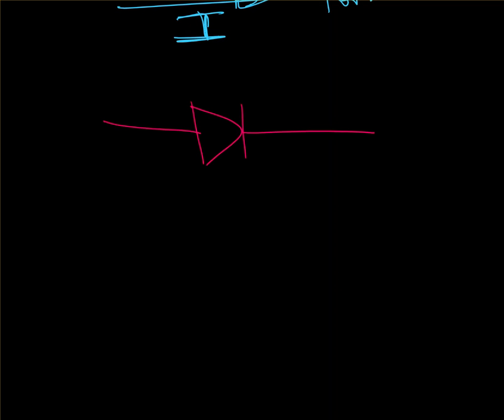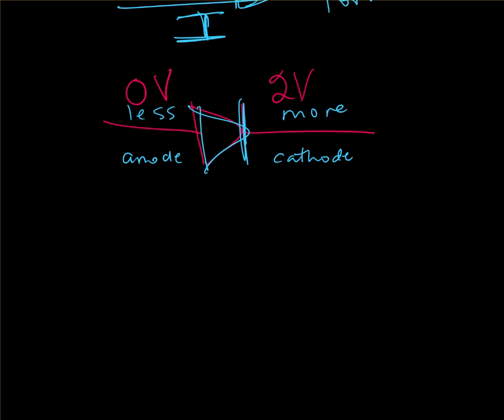Here's my diode. If I have 2 volts here and 0 volts there. So again, I'm going to label these more and less. I see I have more on the cathode side and less on the anode side. And even though those are the technical terms, in my head, I'm always thinking triangle side and bar side, because this is the triangle and this is the bar. And I always remember that you want the triangle side to be more if you want to be forward biased.